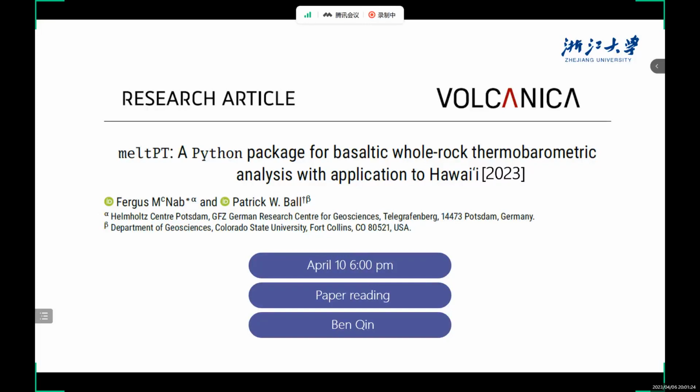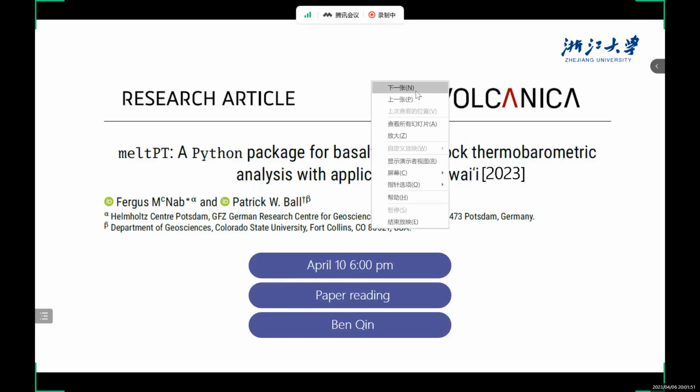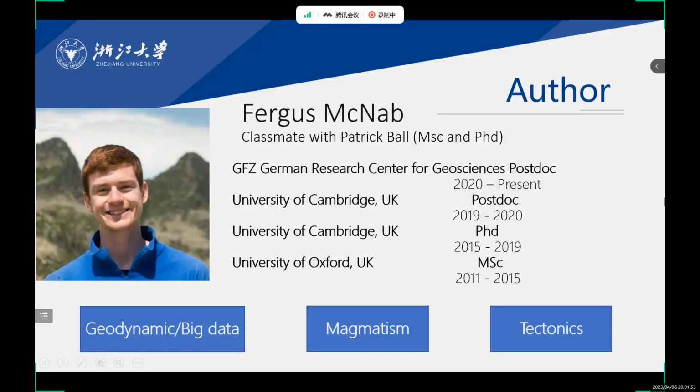Today we're gonna discuss this paper, MeltPT, a Python package for basaltic rock thermobarometric analysis with application to Hawaii. This is this year's new paper, and the authors are Fergus McNab and Patrick Ball. The first author is Fergus McNab.